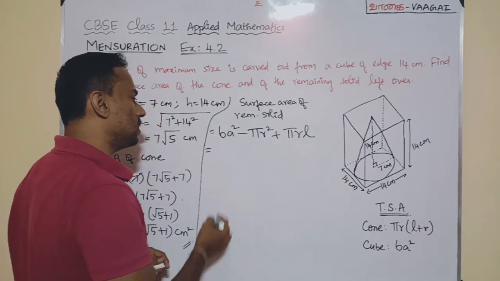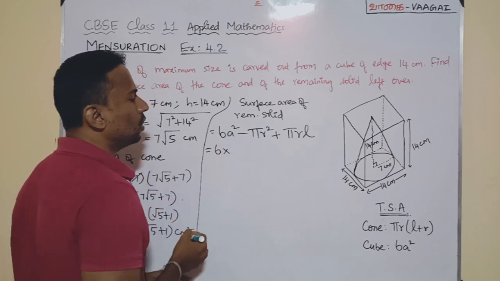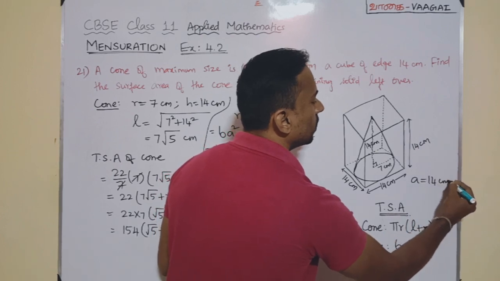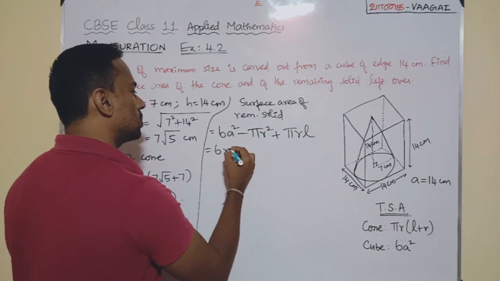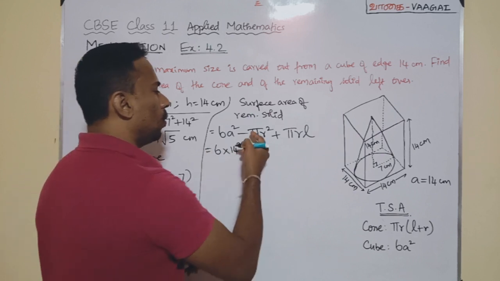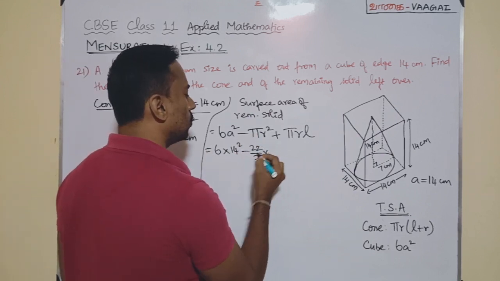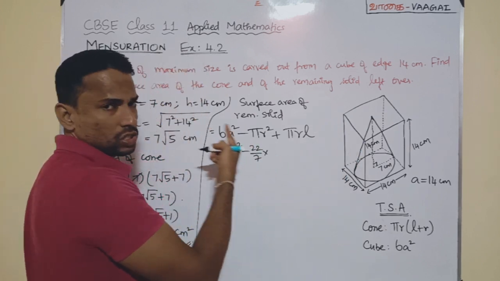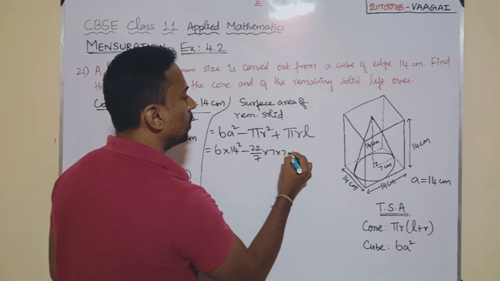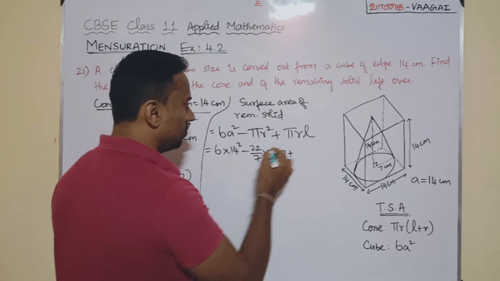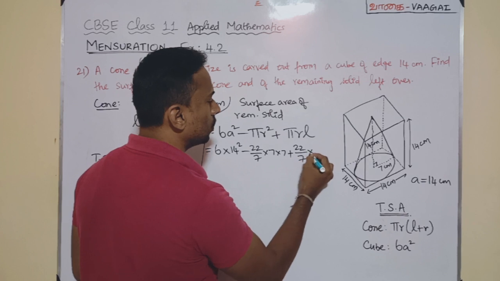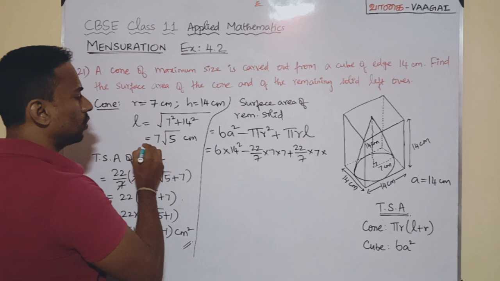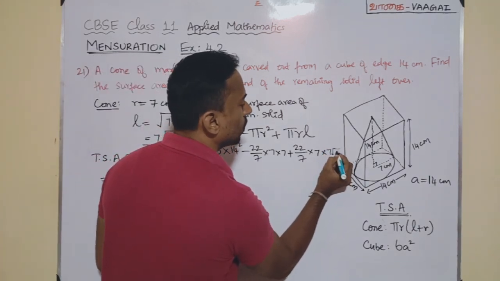Now start from 6a square. 6a square means 6 into what about a? a is 14 centimeter because a is the side of the cube. So 6 into 14 square minus pi r square. That will be 22 by 7 into r square, and r square means the radius of the cone only, so 7 into 7. Plus next I have pi r l also. So 22 by 7 into, again same, r is 7, into l. l is going to be 7 root 5. We already got it here, right? 7 root 5.